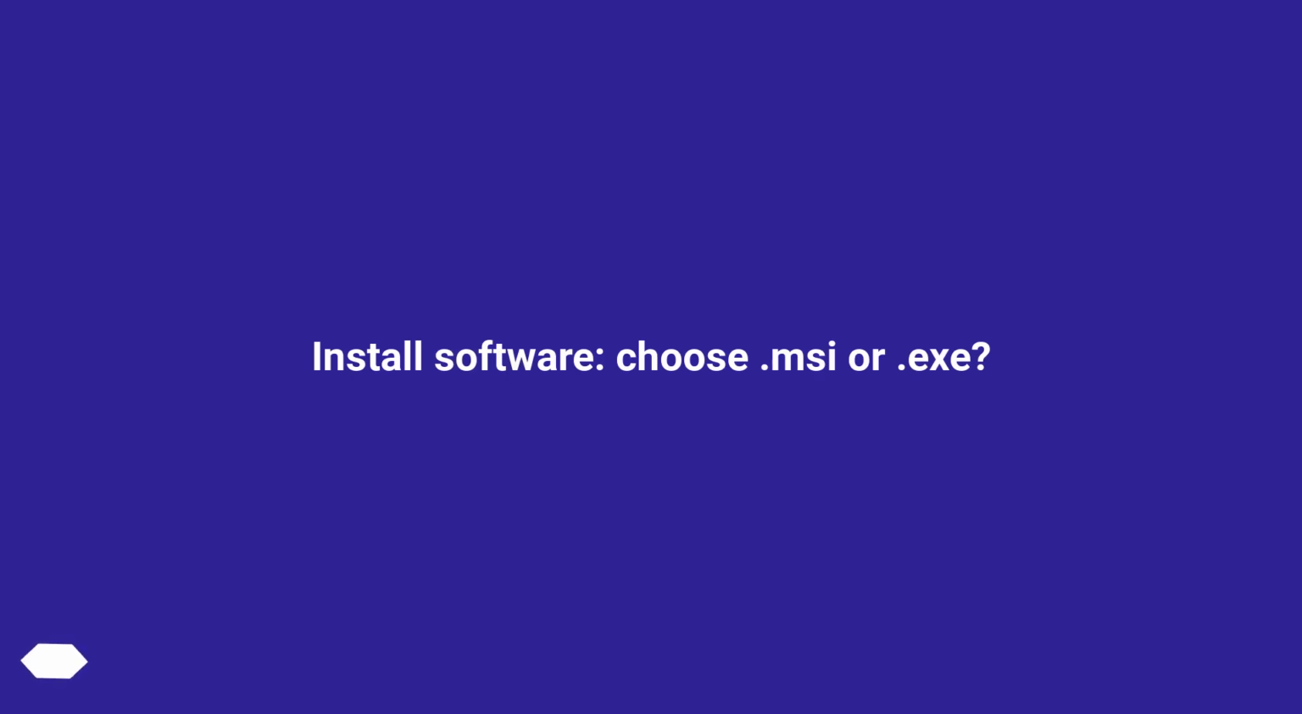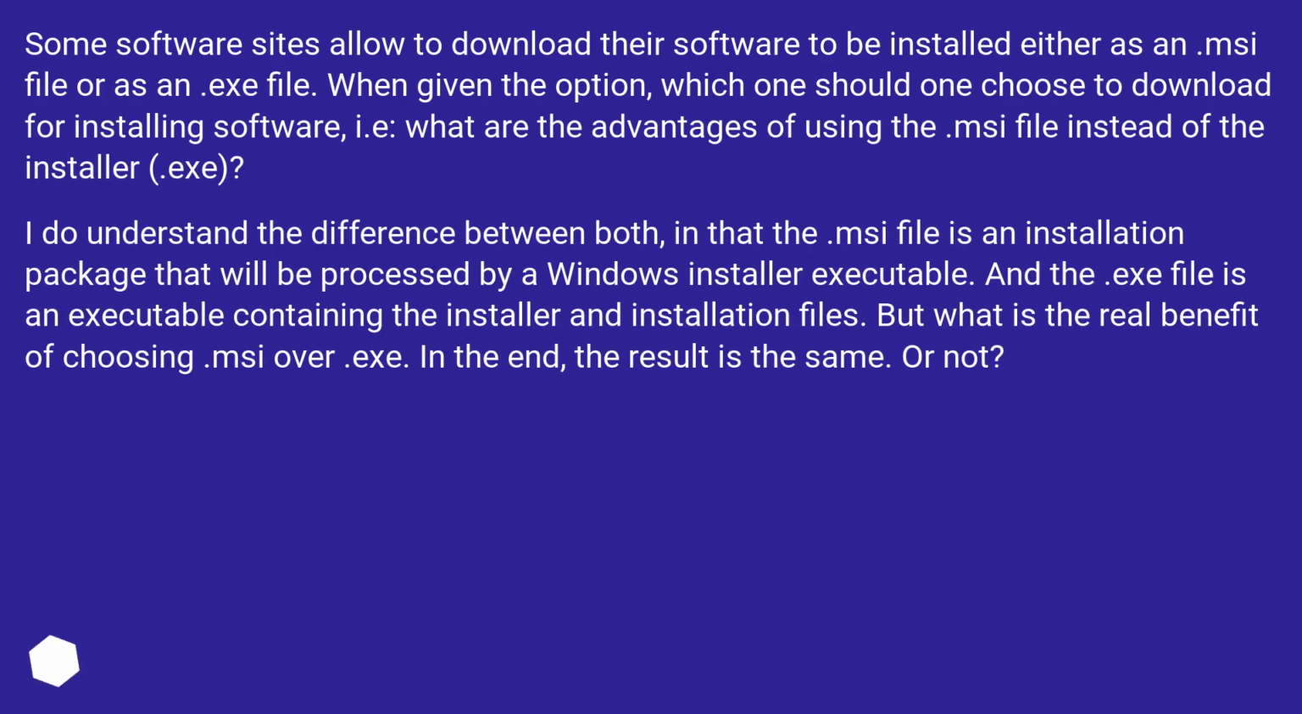Install software, choose C or exe. Some software sites allow you to download their software to be installed either as a C file or as an exe file. When given the option, which one should one choose to download for installing software, i.e., what are the advantages of using the C file instead of the installer.exe?